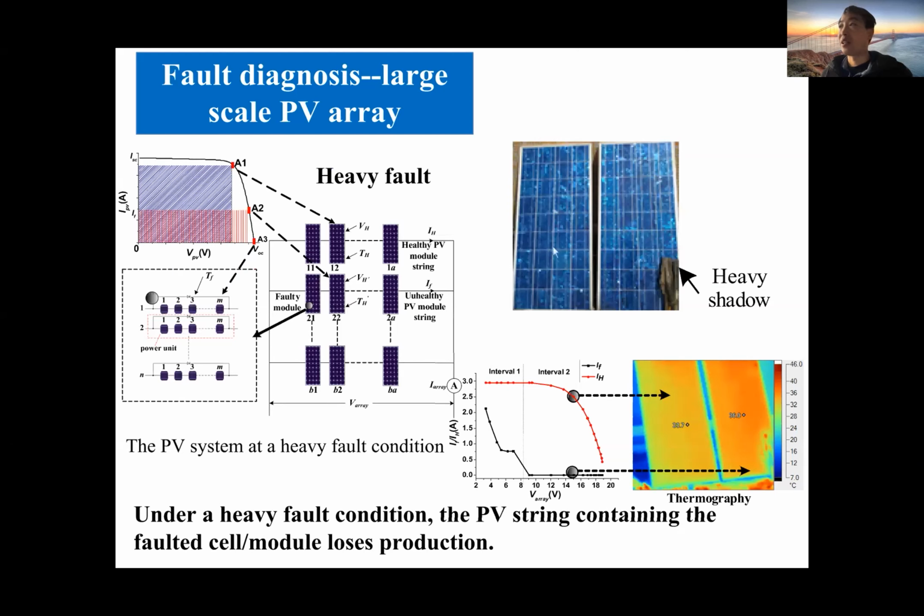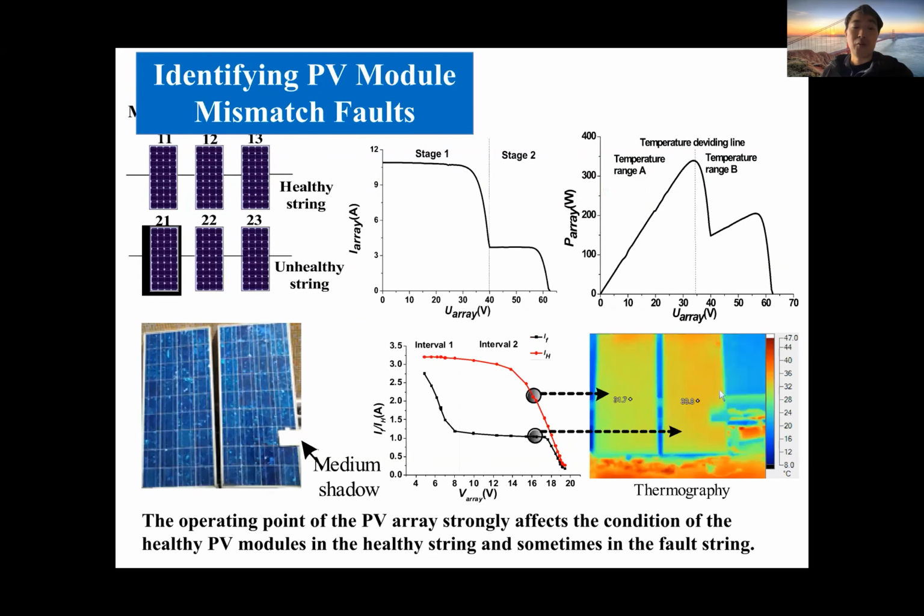We mimic the heavy fault by putting wood on the surface of a solar panel. In this cell unit, no power goes through it, so there is zero electricity output and the electricity only goes through the diode. We can see the surface temperature is different between the healthy one and the unhealthy one. Let's go to another one, the mismatch fault. We just use a paper cover on the surface of a PV module, and we can also see the thermal image difference. One difference is temperature.